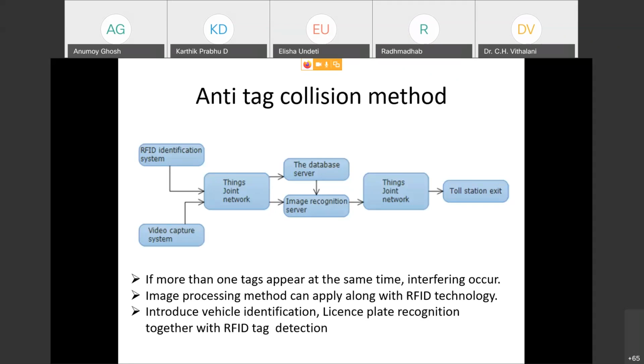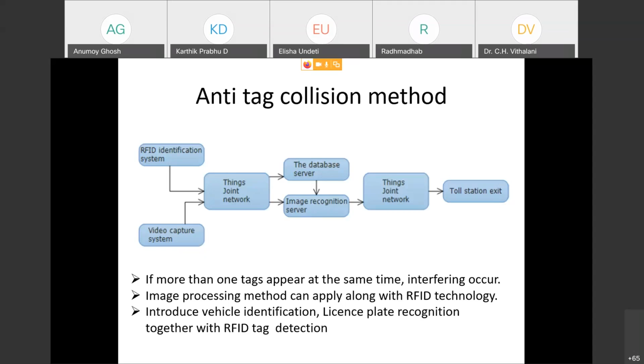Suppose the speed breaker has a range of, say, 10 meters. So within that 10-meter range, the tags of all the cars will be able to communicate with the reader, and accordingly the speed should be decreased to 30 km per hour step by step. So the reader should be able to sense each of the tags separately. That is one of the main reasons. That is the anti-tag collision method over there.